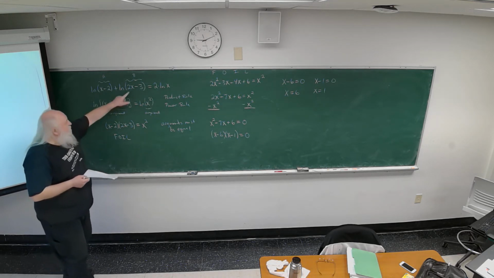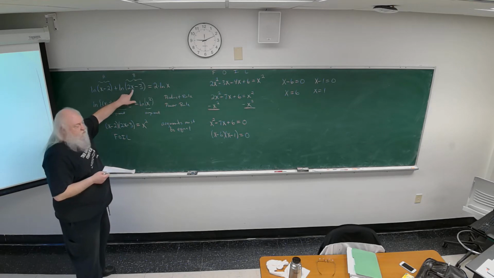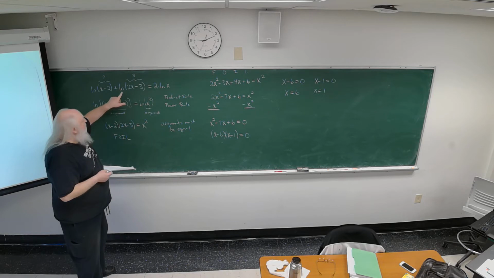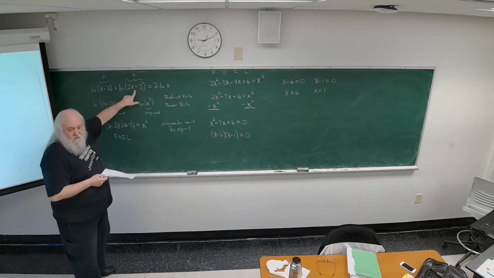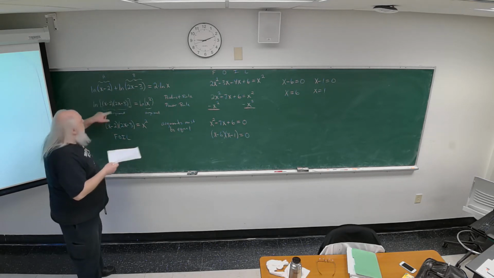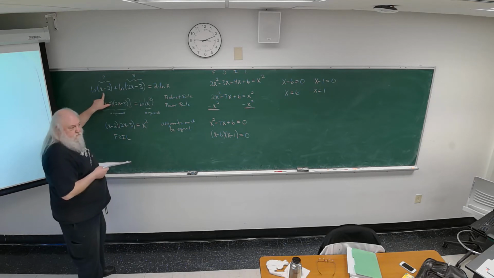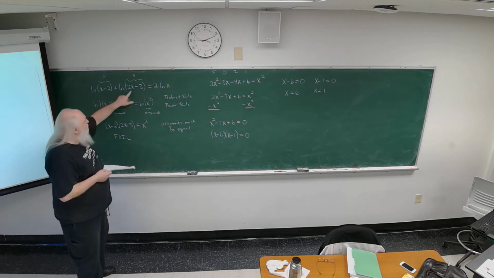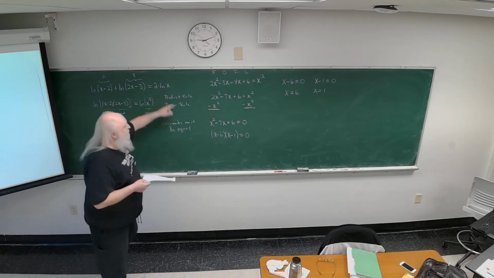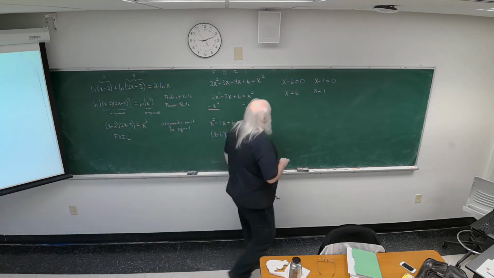And same thing over here. Put 1 in for x. 2 times 1 is 2. 2 minus 3 is negative 1. And you can't take the natural log of a negative number. It's undefined. So the only value of x that works in our original equation is 6. 6 minus 2 is 4. 2 times 6 minus 3 is 9. And you can take the natural log of positive numbers.